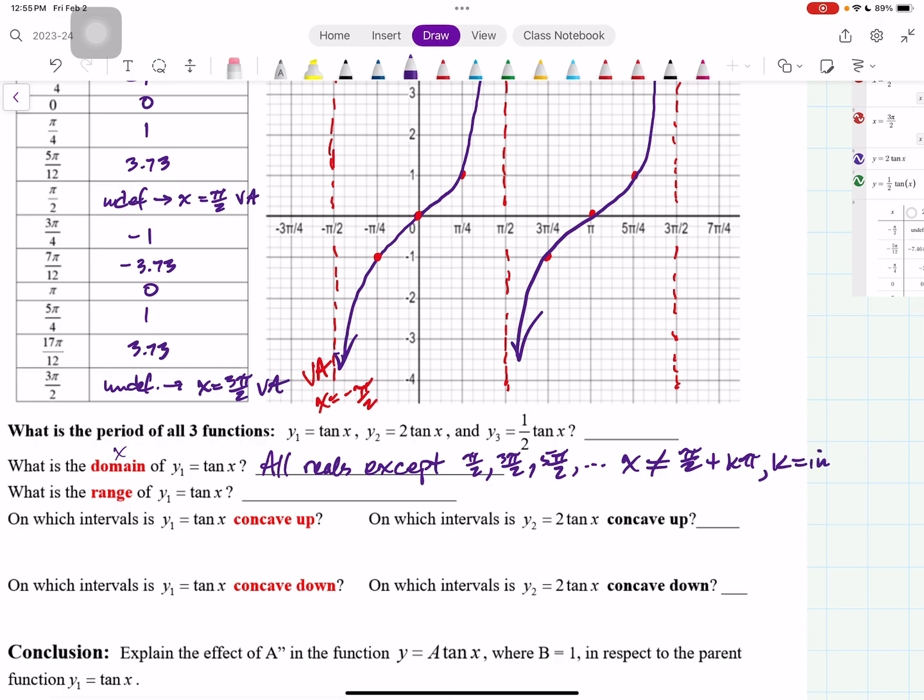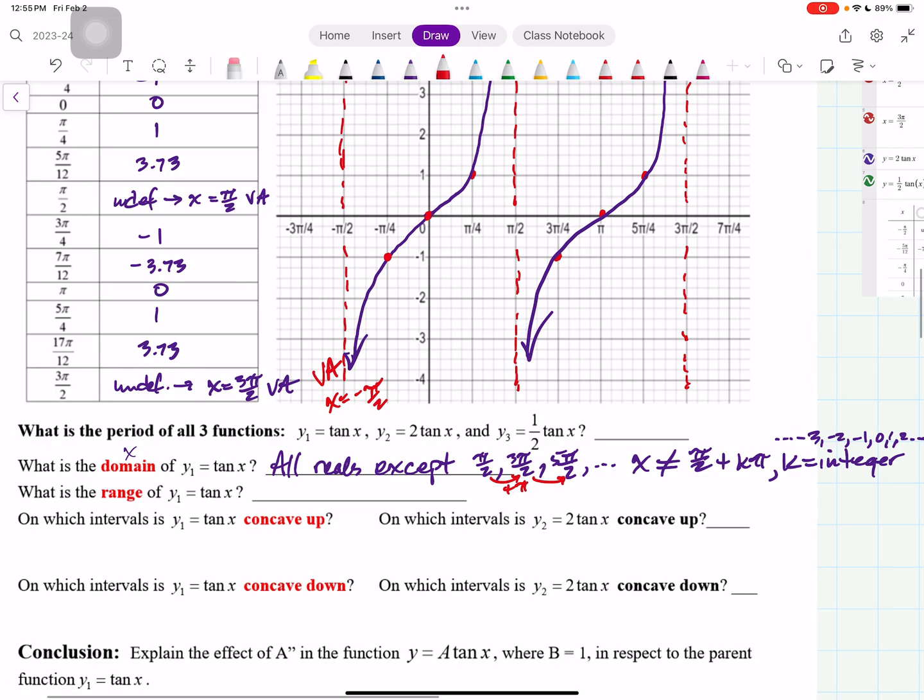So integer. If you don't know what that is, I'm talking about -3, -2, -1, 0, 1, 2, 3, and so on. Okay, those are integers. Why do you have to add multiples of pi to pi halves to get all these values? Well, take a look at this right here. From pi halves to 3/2 pi, well, guess what? That's one period. From 3/2 pi to 5/2 pi, you add pi, okay? So this portion right here is called multiples of pi. That's how you write it mathematically, okay?